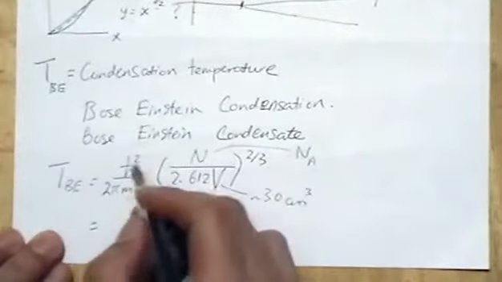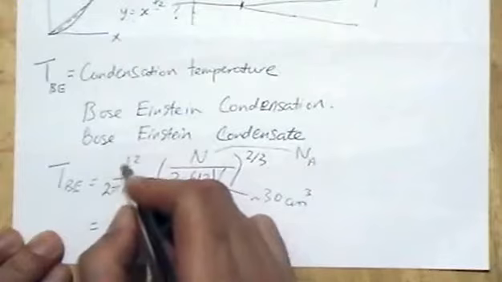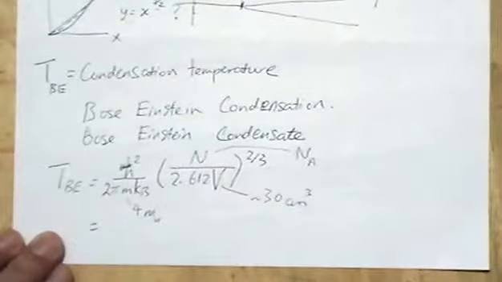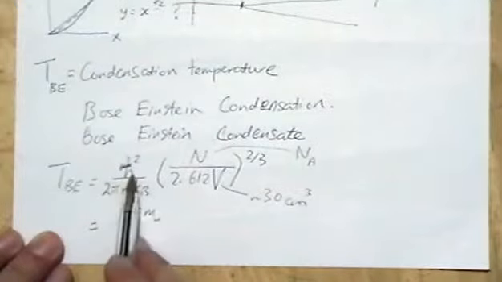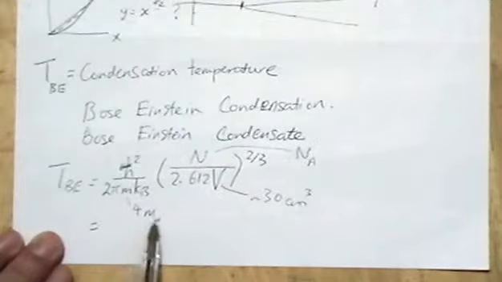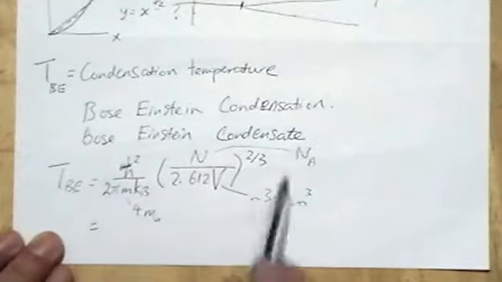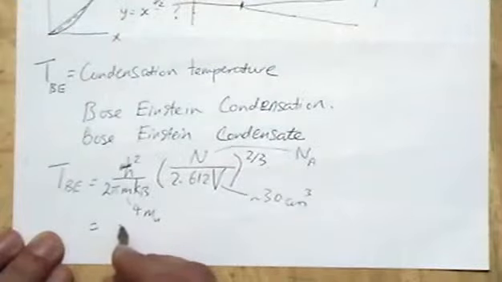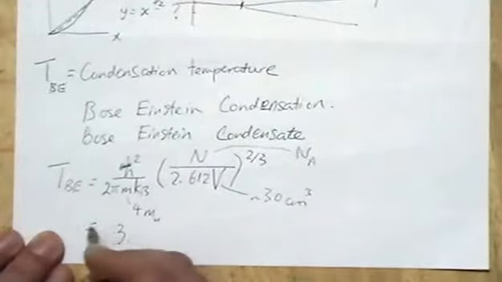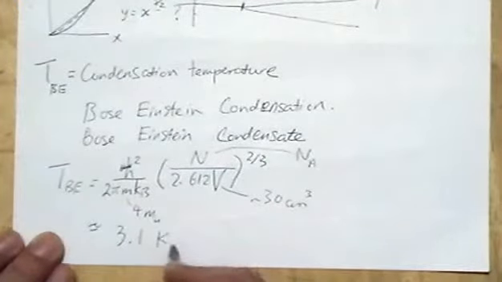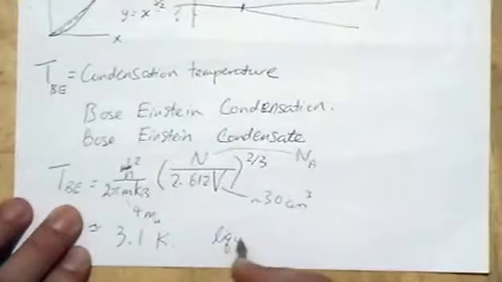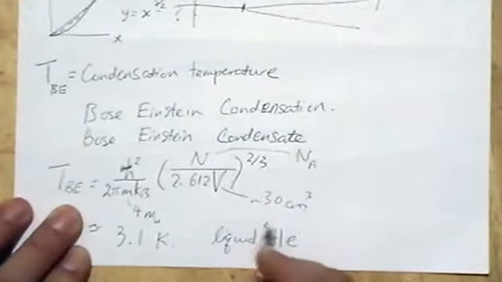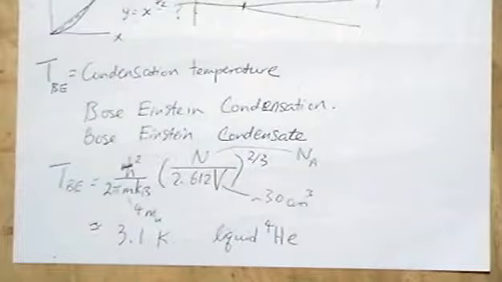Before that, I think this might not be an h bar. This might just be h. We have to check that. So let's take that as h squared for now. With these numbers that we know, we can then calculate an answer, and you find that it is about 3.1 Kelvin. So this is for liquid helium-4. So we have a number there. Now we'll come back to this number.